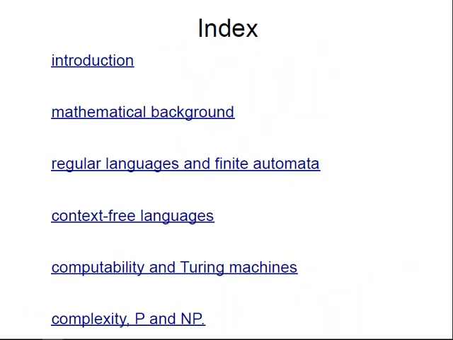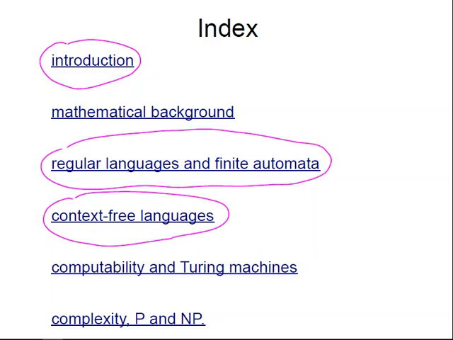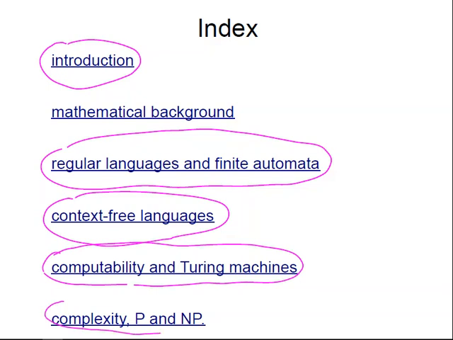So at the high level, in this class, we're going to start with an introduction, which is what we're doing right now. And then we're going to move on to regular languages and finite automata. Then we're going to move on to context-free languages. Then we're going to study computability and Turing machines. And after all that, we are going to see complexity and the P versus NP question. It will be a long journey, and we're going to start right now.